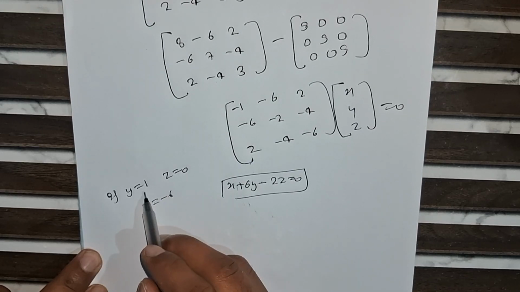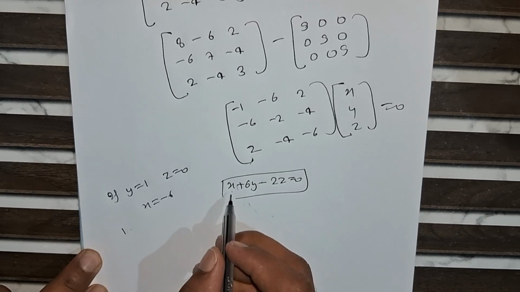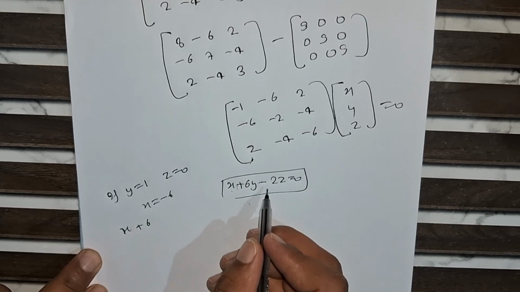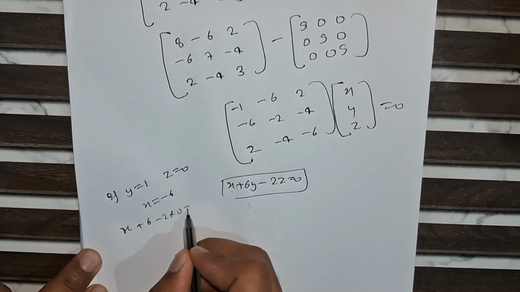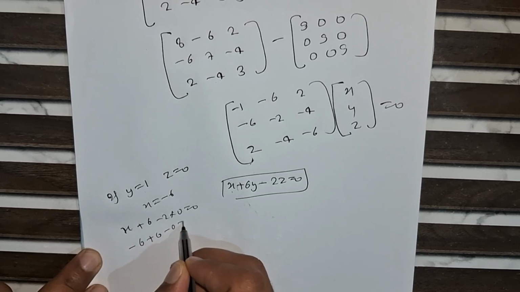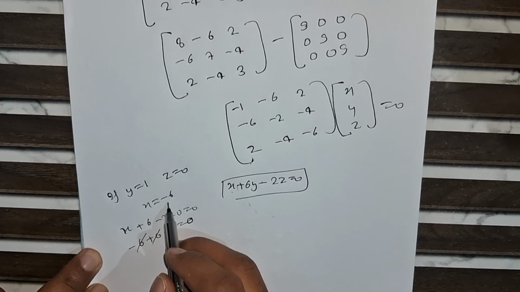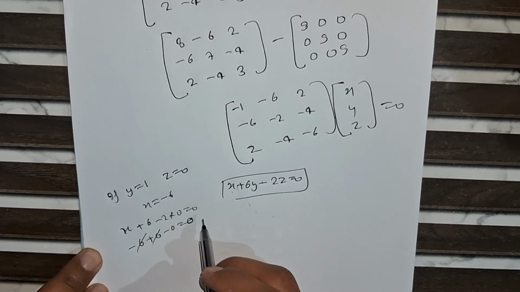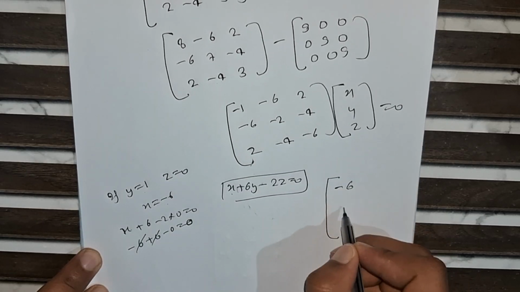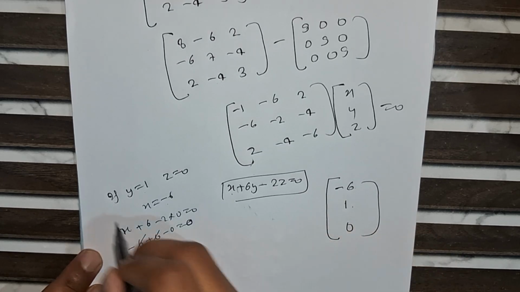Let's solve it. If I put y equals 1 in this equation, x stays as it is. If y equals 1 it means plus 6, and minus 2 into 0, which equals 0. If the x value is minus 6, then minus 6 plus 6 is 0, equals 0. So this cancels out and it becomes 0. So we can clearly see that if the x value equals minus 6, then it will satisfy this equation. So our first eigenvector for the first case becomes minus 6, 1 and 0. This is the value of x, y and z.